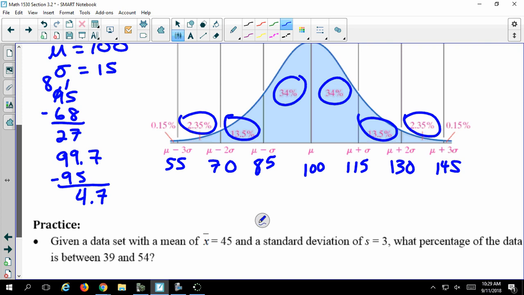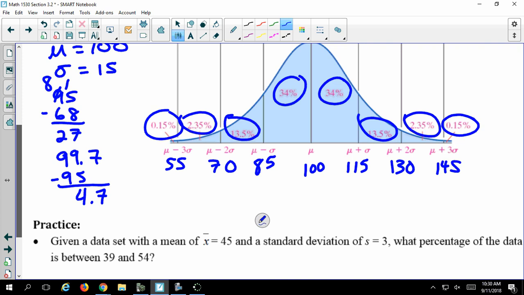And then we still have some left over on the outside. Within 3 standard deviations is 99.7%. So what's left? 0.3%. Right? 100% minus 99.7 would be 0.3. So there's 0.3% left on the outside. And if you divide that by 2, you get 0.15% in each of these pieces. Right? Okay.